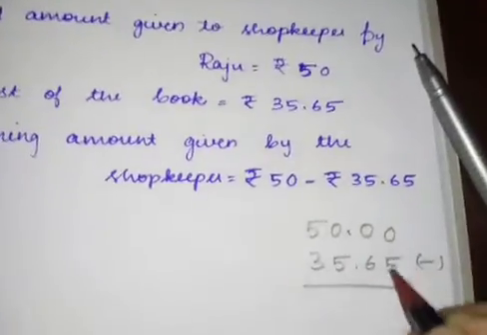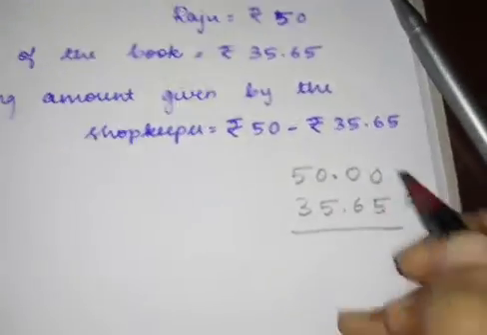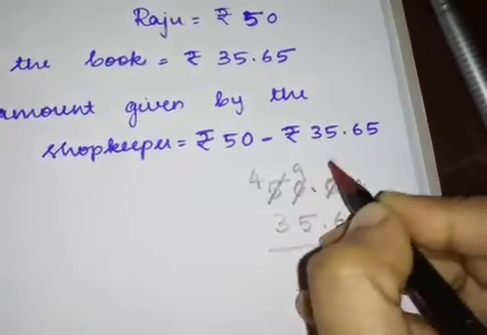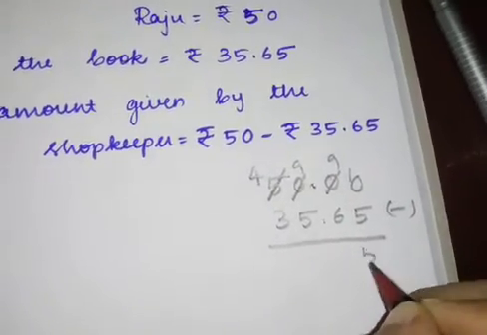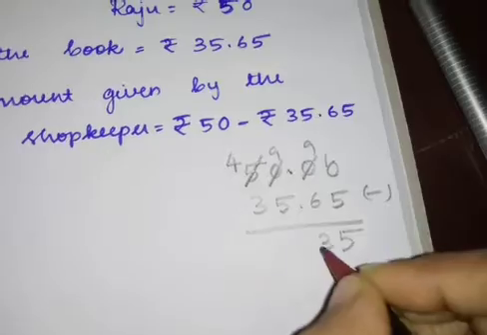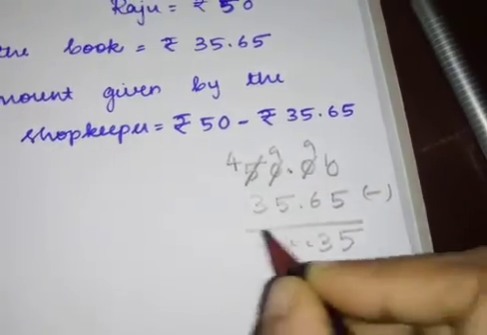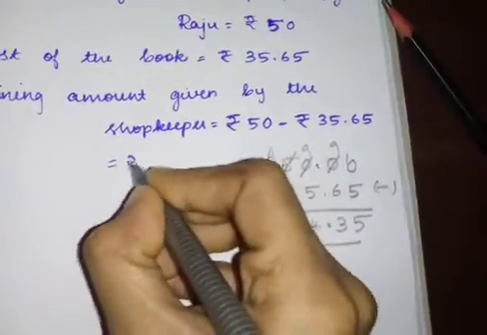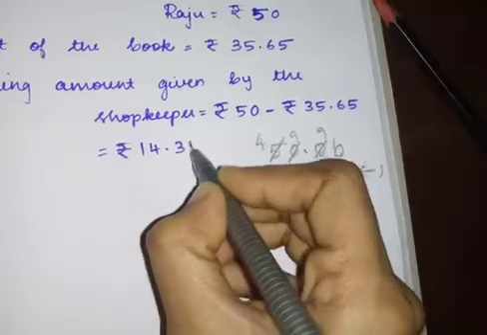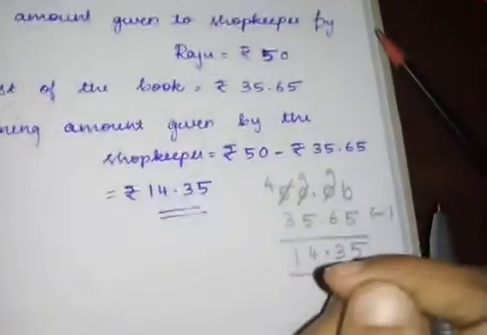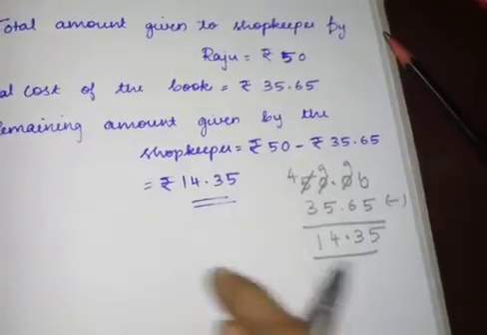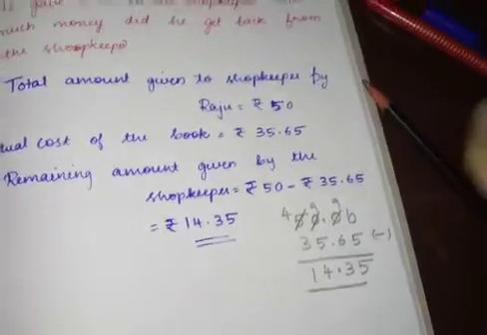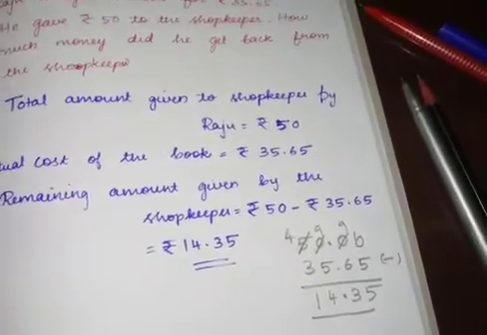Now subtraction. 0 minus 5 we can't do. So you have to borrow from here. So 4, here 9, here 9, here 10. 10 minus 5 is 5. 9 minus 6 is 3. 9 minus 5 is 4. 4 minus 3 is 1. So what is the final answer, children? Rupees 14.35. This is the change which is given by the shopkeeper to Raju.